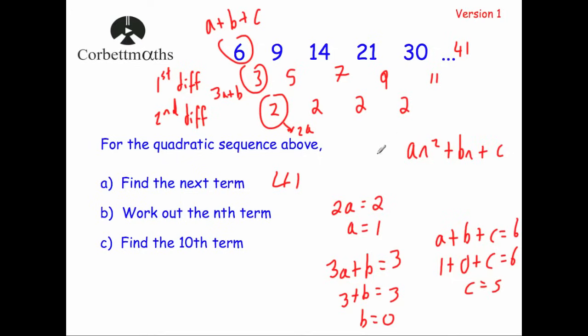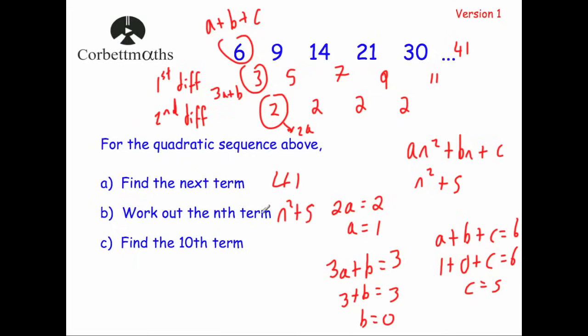So that must mean that our quadratic sequence is in the format an squared plus bn plus c. If we know a is equal to 1, we're going to get n squared. b is equal to 0, so we've got no n term in the middle, and then we've got plus 5 on the end. So the nth term is n squared plus 5.